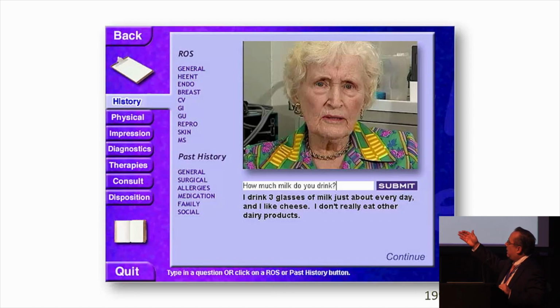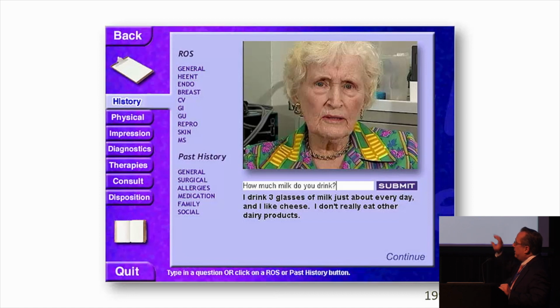There's options on the left-hand side of the screen. You can obtain a history from her. You step through the process of interacting with a real patient. And in fact, she was a volunteer. This is a case on osteoporosis. She was a real patient with osteoporosis and was a terrific actress in this scenario.